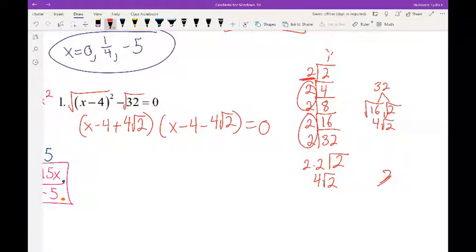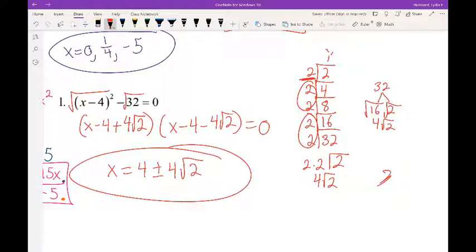There we go. So when you go ahead and solve this, you're going to get that x equals 4 plus or minus 4 radical 2. So that would be our answer. Please make sure you're careful when you're solving that and you're not combining that radical term with that non-radical term. Those can't be combined. That's not how that works.